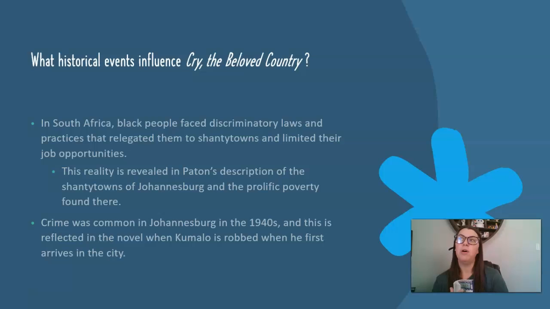Crime was also rampant in Johannesburg in the 1940s, and this is reflected in the novel. Specifically, we see this when Khumalo is robbed as soon as he arrives in the city.